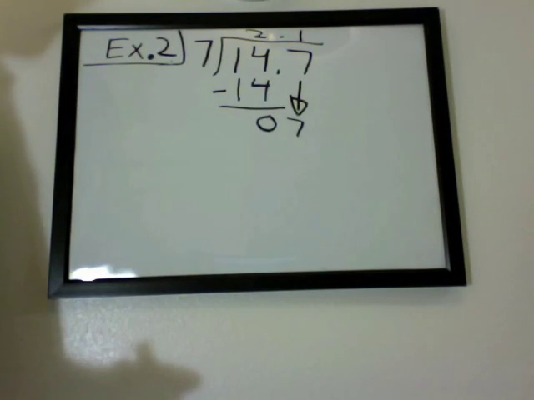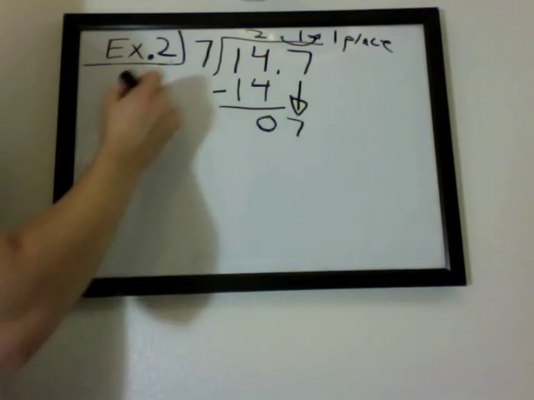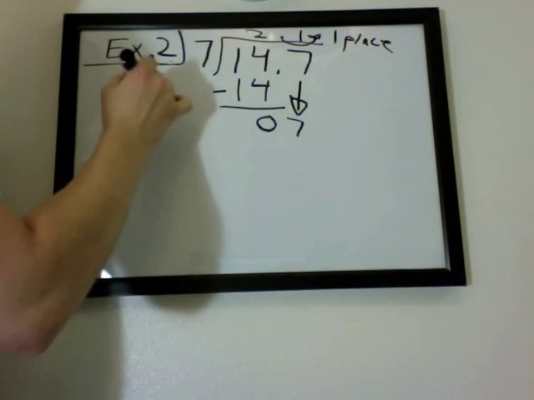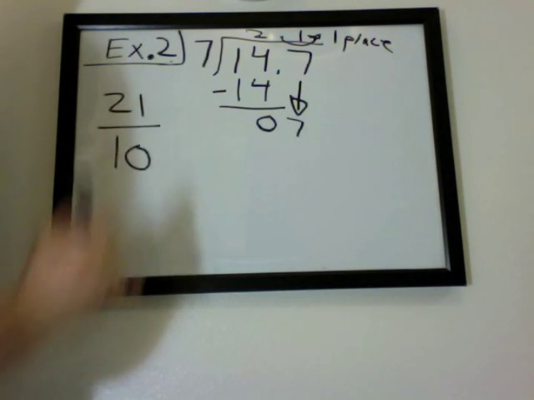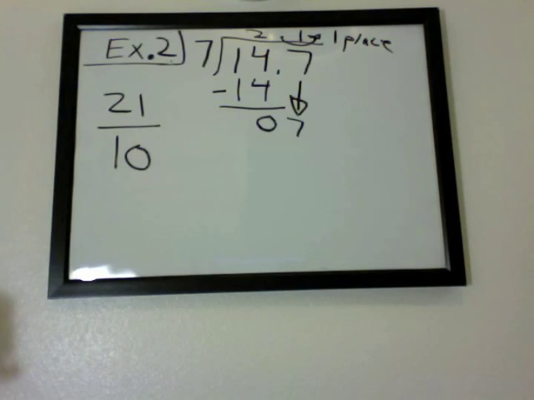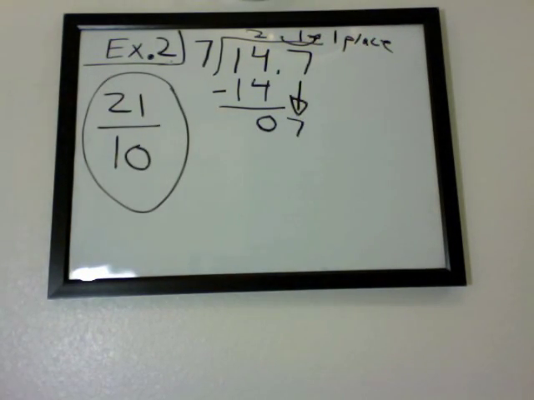To make that into a fraction, you move this over 1 place. You bring that 21 over as a whole number, and since it's 1 place over, it's under 10. So it'd be 21 over 10. And this will be your final answer. That is not a decimal.